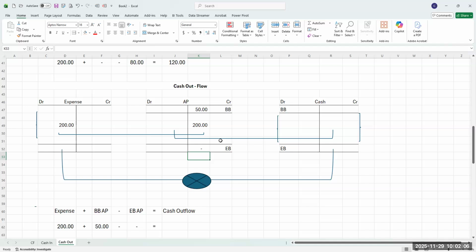250. Why? Because I pay for my expenses, plus I pay for the $50 that I owe from the previous period. And I don't have to pay anything anymore. So if I pay 250 here, my balance will be 0. Make sense? Yes, Prof. Okay, good.